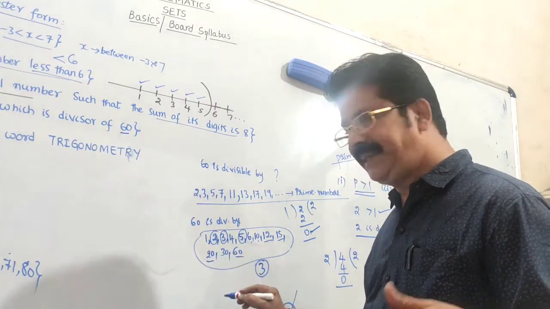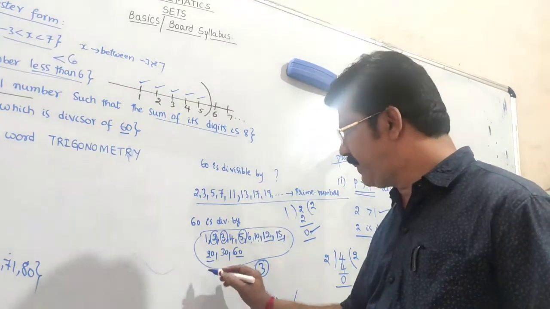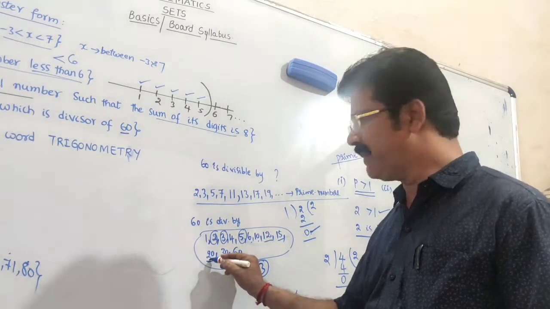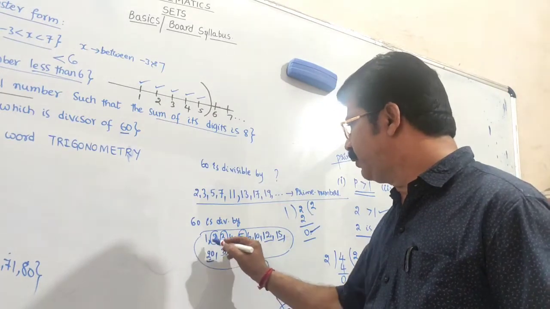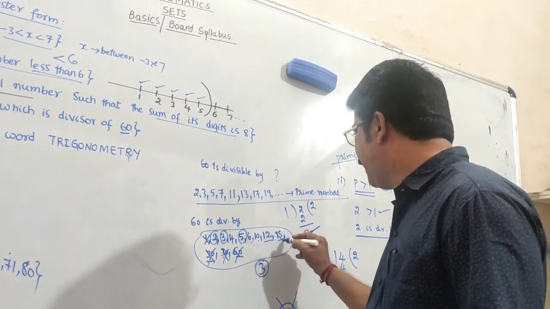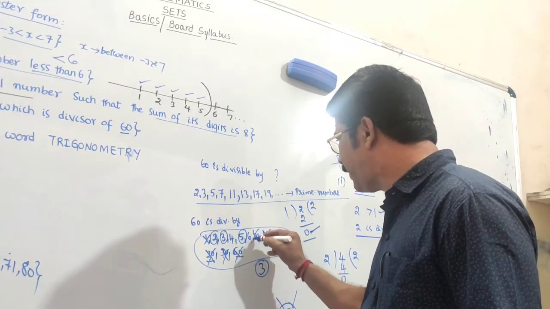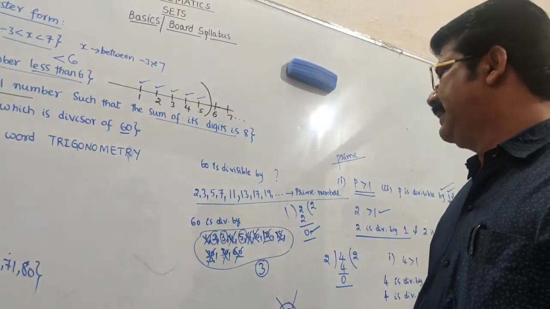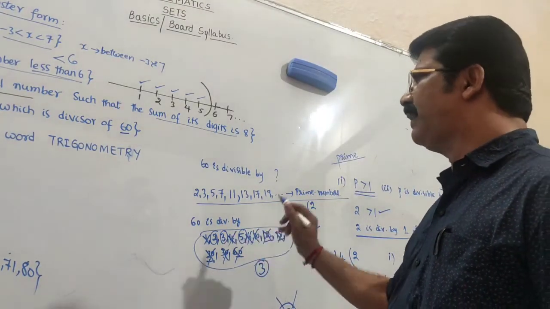It is divisible by 10. It is divisible by 4. It is divisible by another number, 5. So it is not a prime number. The rest are also not prime numbers. Out of which 2, 3, 5 only.